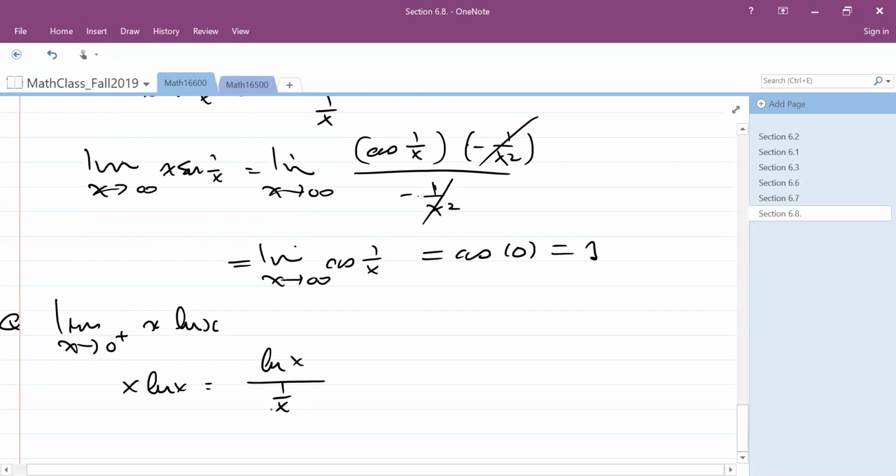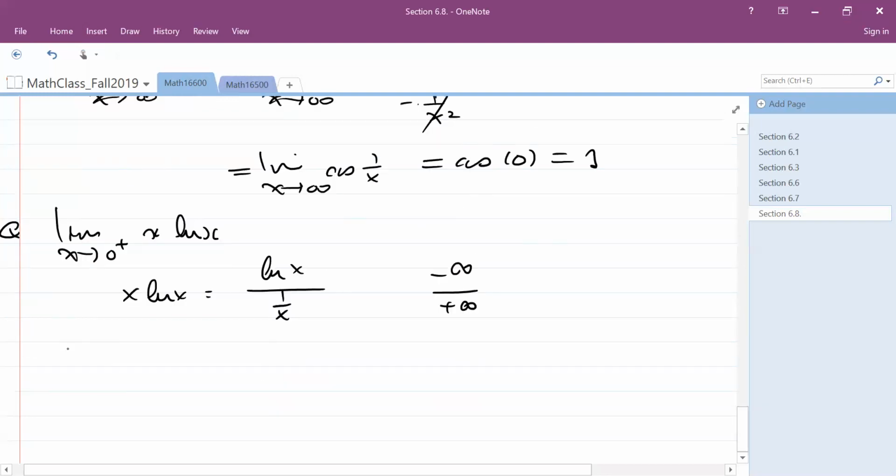Now, as x approaches 0 from the positive side, what do you get? This is a positive infinity, right? Natural log of x approaches negative infinity. So it's infinity over infinity type. You can apply L'Hopital's rule. You have to verify that first before you apply L'Hopital's rule. Otherwise, you make mistakes. So now you differentiate the numerator, it's 1 over x, but the denominator is negative 1 over x squared.